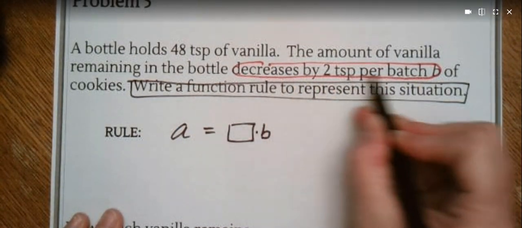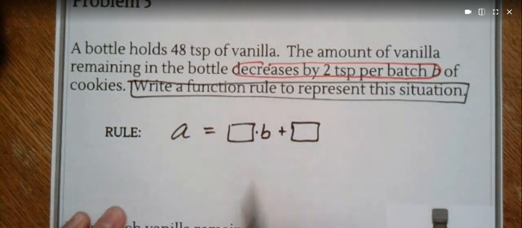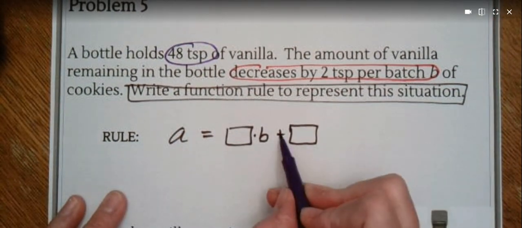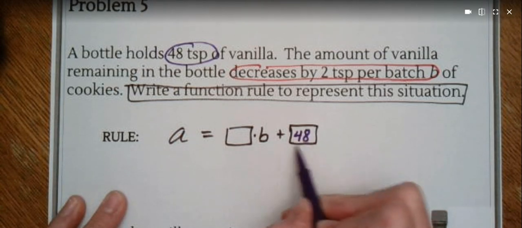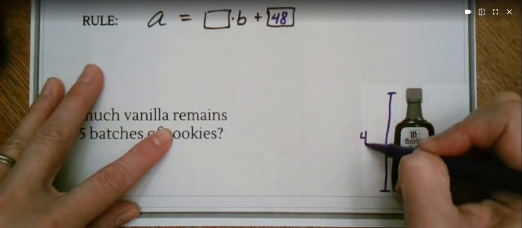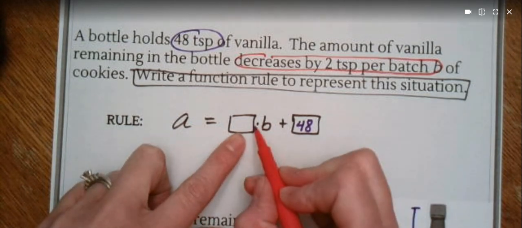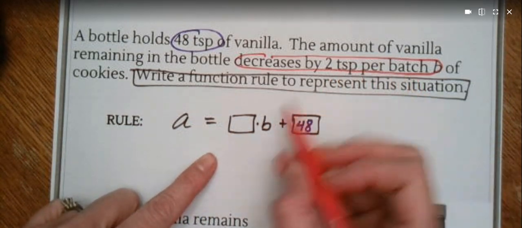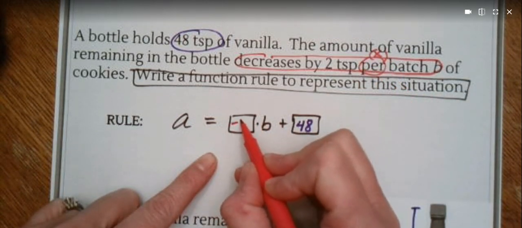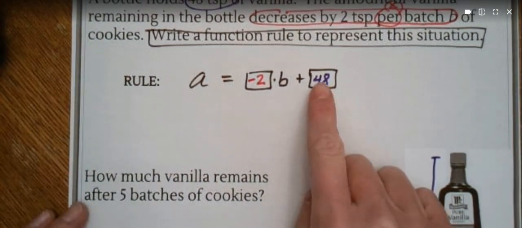This is the change right here. It's decreasing 2 teaspoons per batch. And then what's the thing that's not changing? Well, that would be the 48 teaspoons, right? That's where it starts, at positive 48. That's how much is in the bottle of vanilla before we use any, just the 48 teaspoons, okay? And then the change here, this is our multiplier, 2 teaspoons per batch. Per, again, means to multiply, right? So it's going to decrease, minus 2 teaspoons per batch. And we start at 48, right?